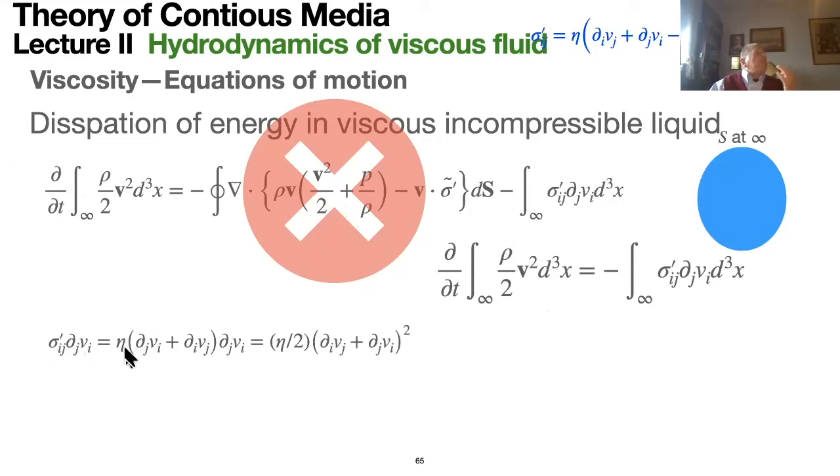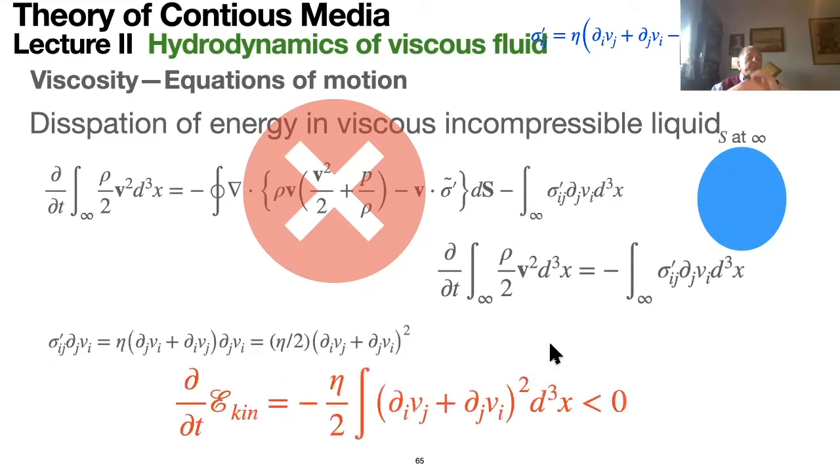And this I can easily calculate if I plug in the stress tensor for the incompressible viscous fluid. It only contains a shear viscosity coefficient. So that integral, by rearrangement of terms, is one half of eta times the symmetric contribution of the derivative squared. And therefore, I have a final expression for the time derivative of the kinetic energy, and that is minus eta divided by 2 times that integral.